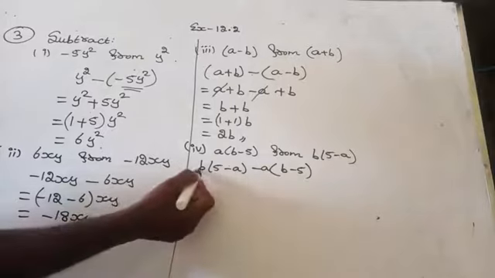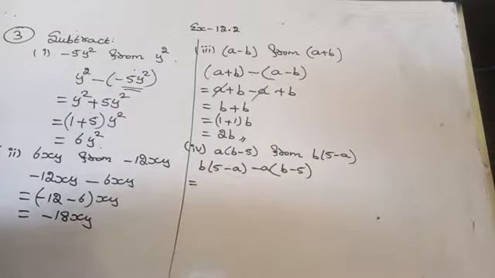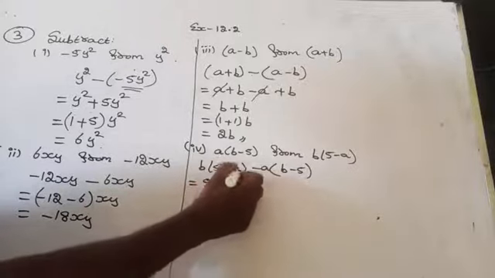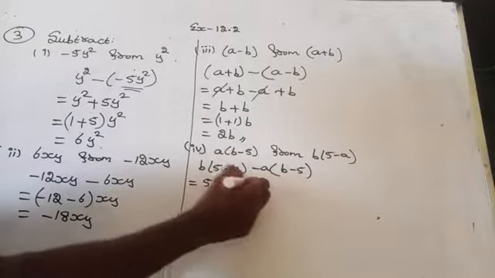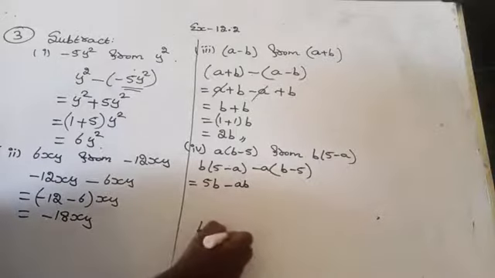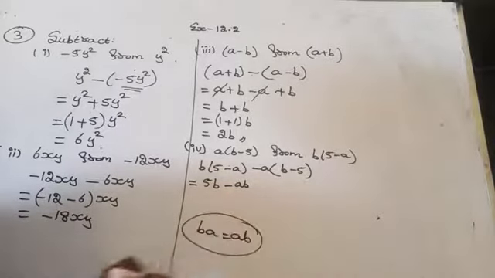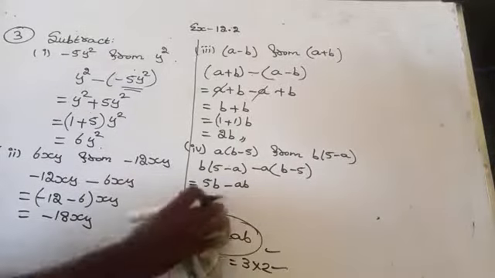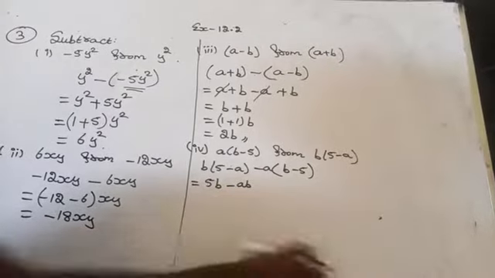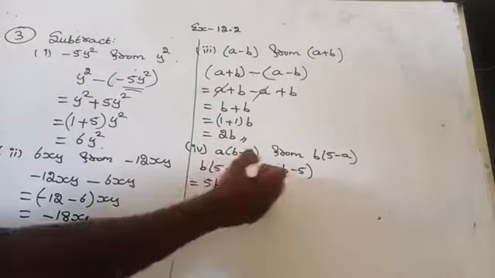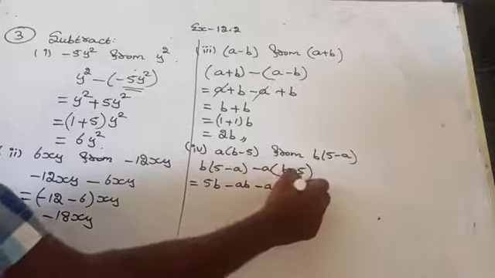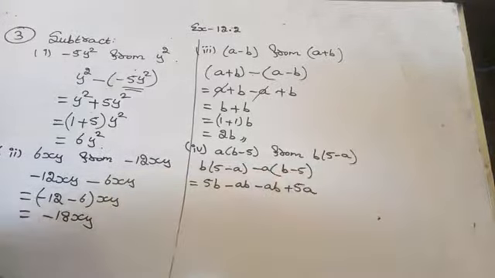Now multiply the b inside. So b into 5 is how much? 5b. Plus into minus is minus a into b, ab, b into a, ba. ab both are same. 2 3s are 6, 3 2s are 6, so both are same. You can write ba, ab in any order because the order does not matter in a multiplication. Now minus into plus is minus ab, minus into minus is plus, 5 into a is 5a.